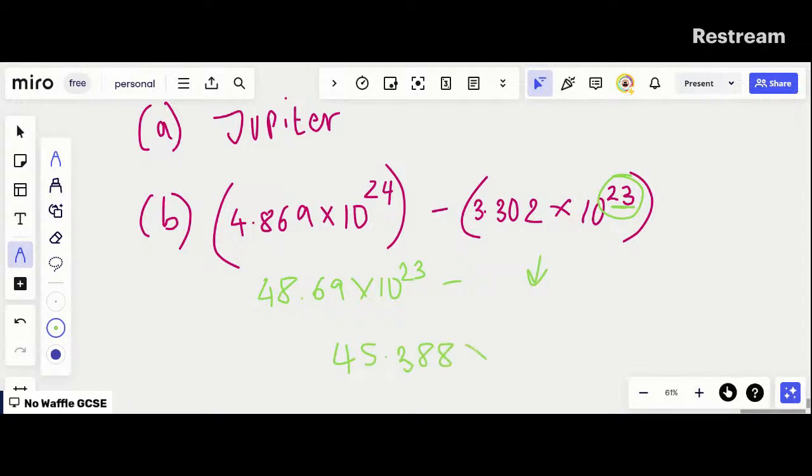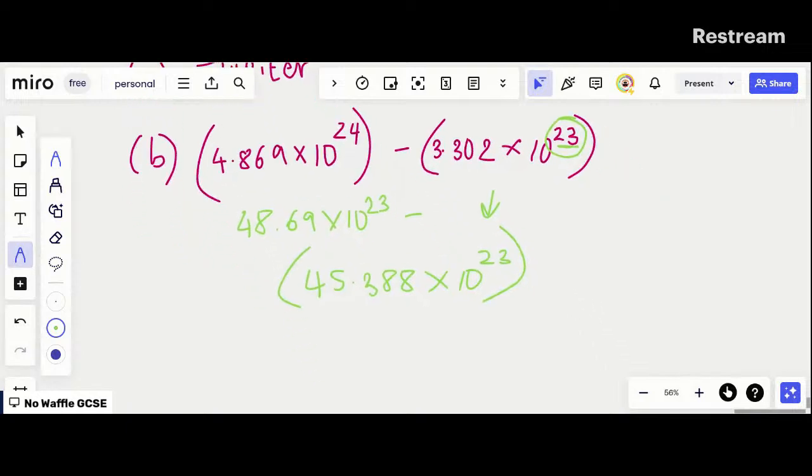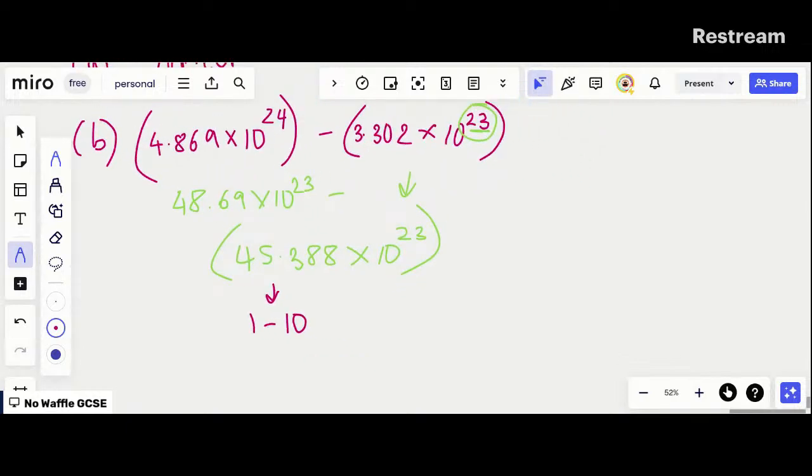And then the power just stays exactly the same because we've made them both the same. But remember, this isn't standard form. Standard form is a value, and this value has to be between 1 and 10. So it would be 4.5388 multiplied by 10 to the power 24. That would be the answer.